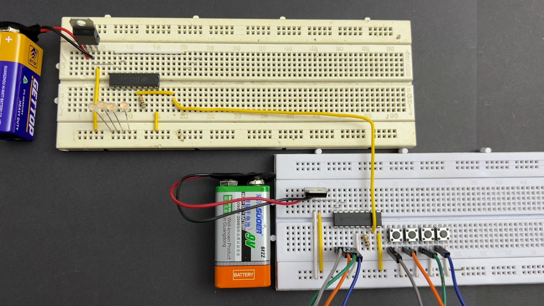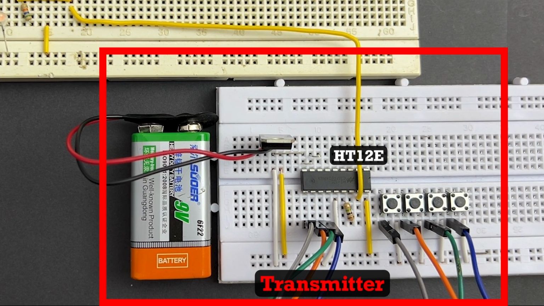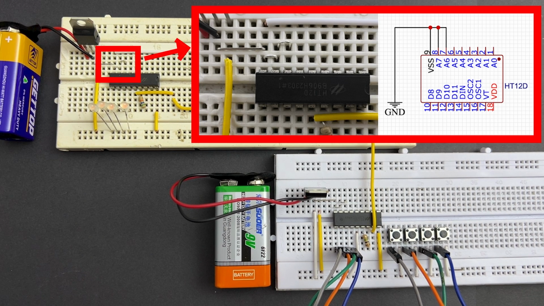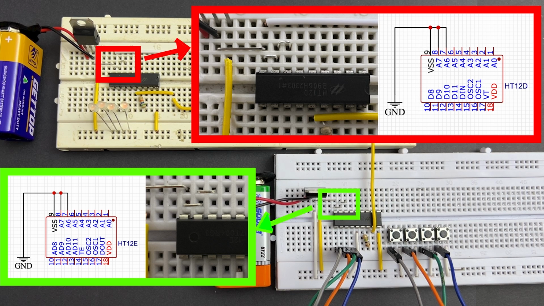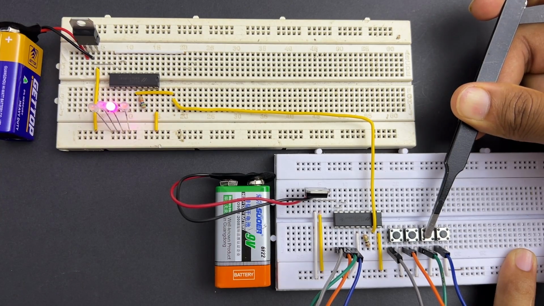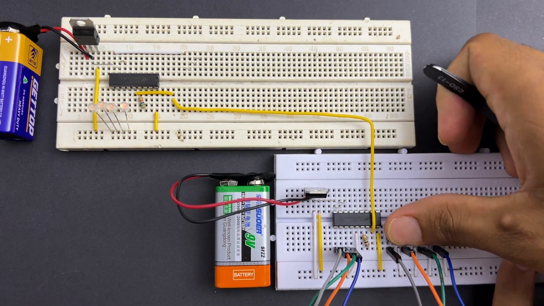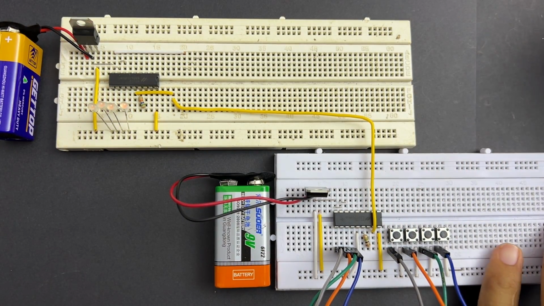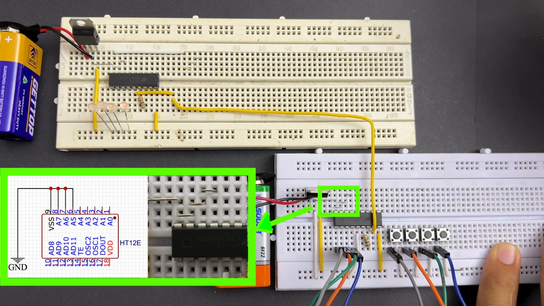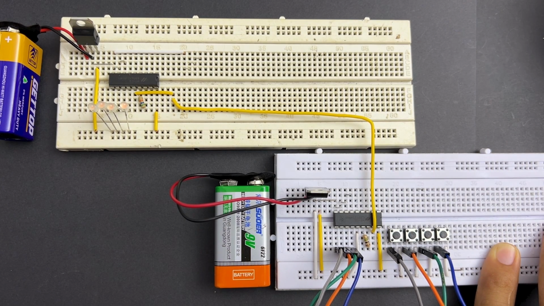This is a simple demonstration of how this works. This is the data transmitter line. Both ICs are set to the same address. Let's see what happens if we change the address. You can observe that the receiver does not respond to the transmitter signals.